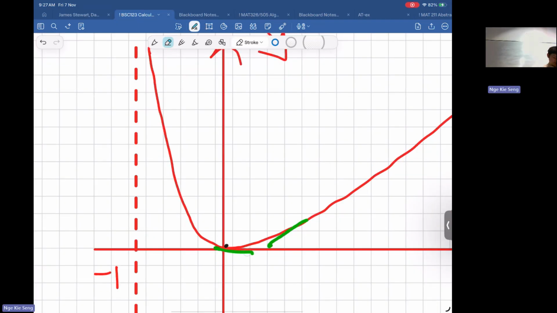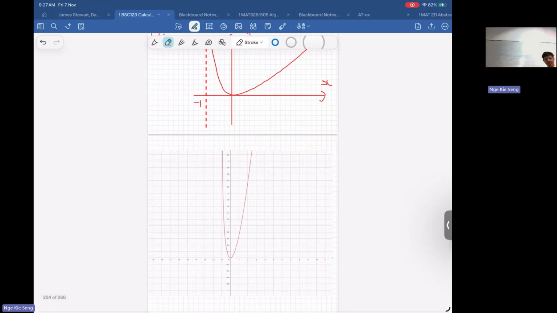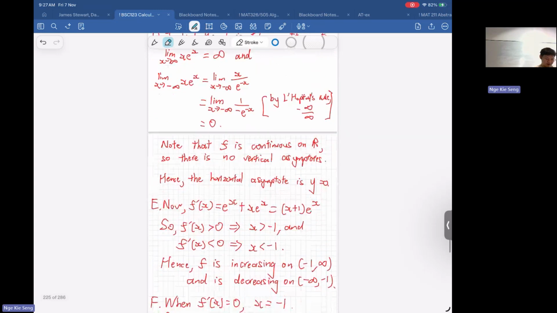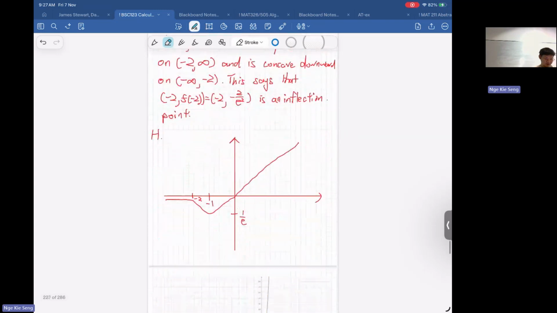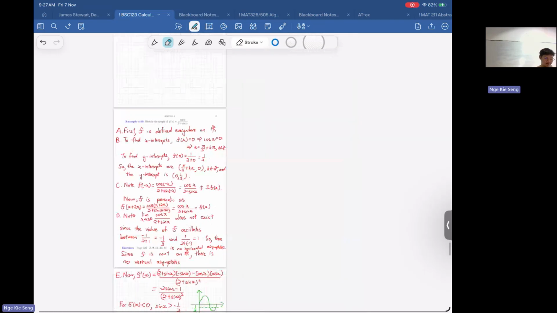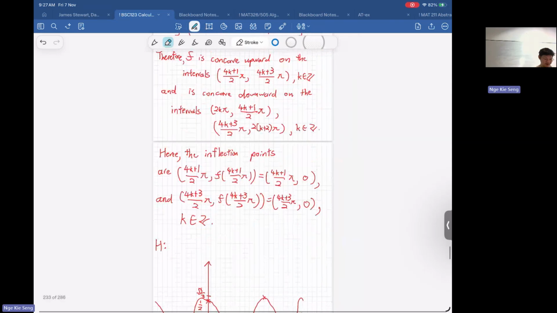So this graph I graphed is not too far from the original graph. The original graph is steeper, meaning it increases even faster. Next one I think is also similar, but I recommend you try this one. This is the last one here.